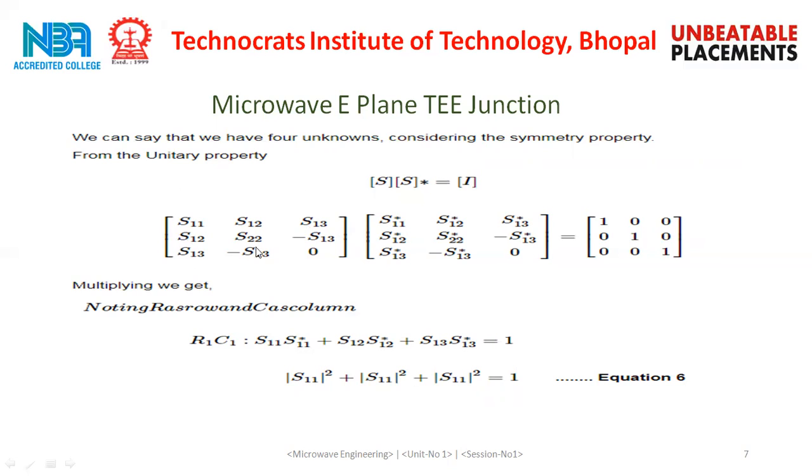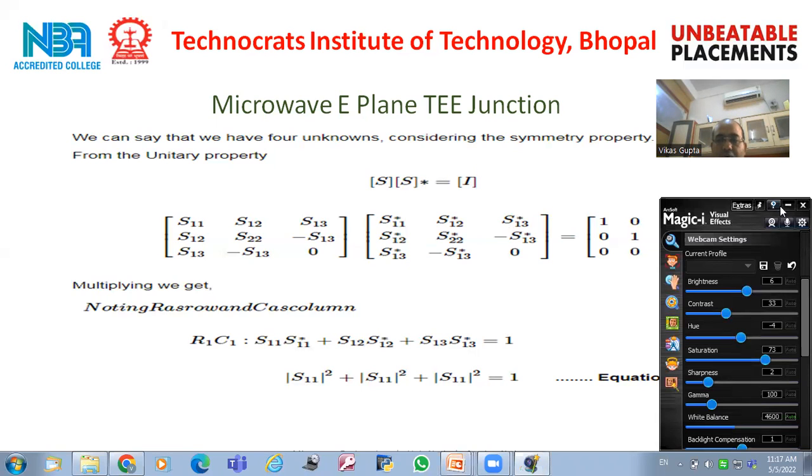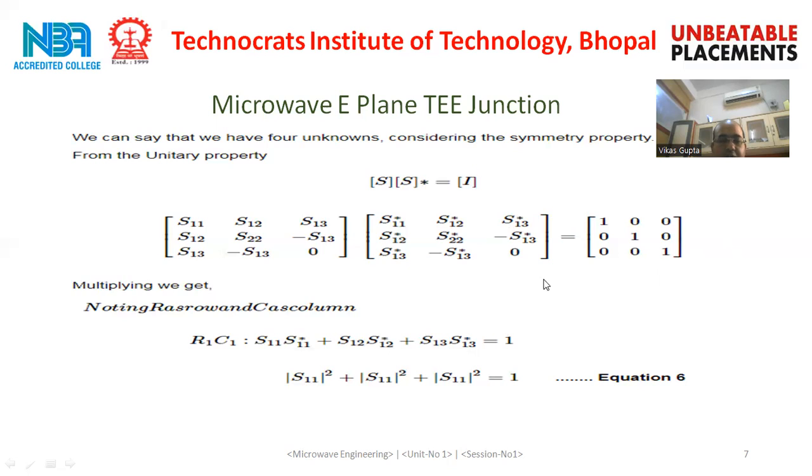So we are writing it like this. We have the scattering matrix S. We'll take the complex conjugate of the different coefficients: S11 conjugate, S12 conjugate, S13 conjugate, S12 conjugate, S22 conjugate, minus S13 conjugate, S13 conjugate, minus S13 conjugate, 0. It is equal to the identity matrix. Now, since we have 4 unknowns to be calculated, we are going to use 4 equations. Those 4 equations will look like this.